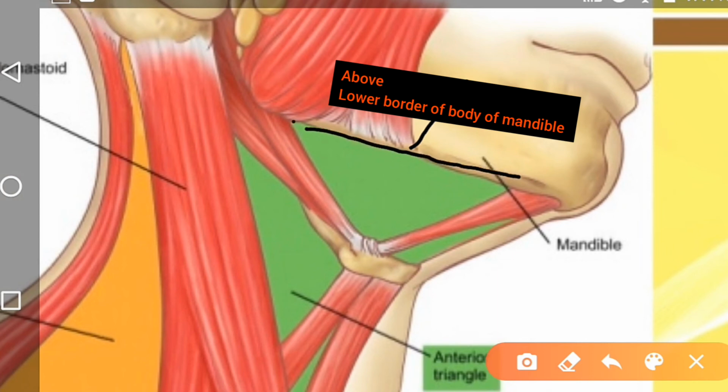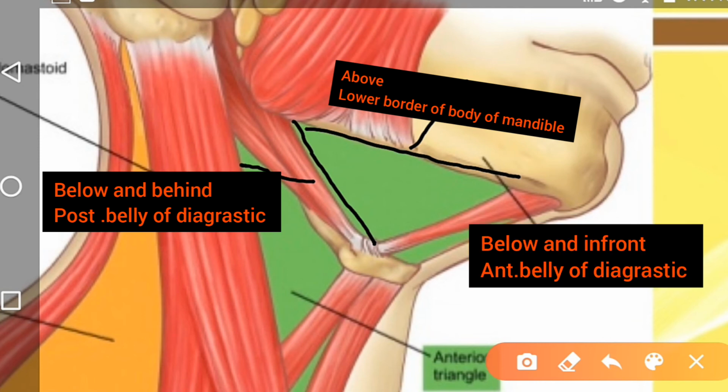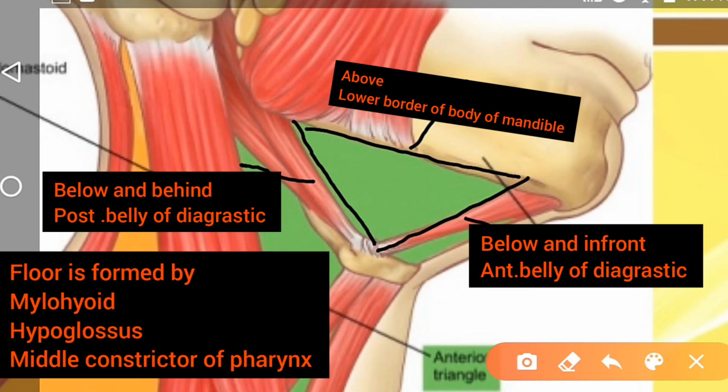Below and behind is the posterior belly of the digastric muscle, and below and in front is the anterior belly of the digastric muscle. The floor is formed by the mylohyoid, hyoglossus, and middle constrictor of the pharynx.